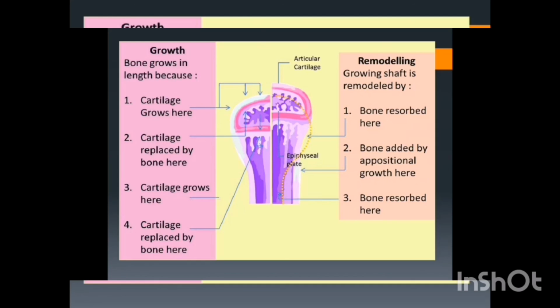So in the growing shaft and in the articular cartilage, the growing shaft is remodeled by bone resorption and bone added by appositional growth. So bone is resorbed here, and these arrows show what is happening in the growth of our articular cartilage. So that's all. Thank you.